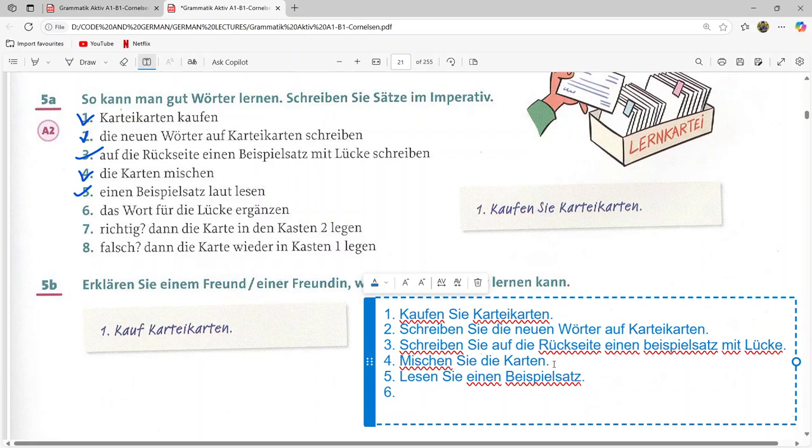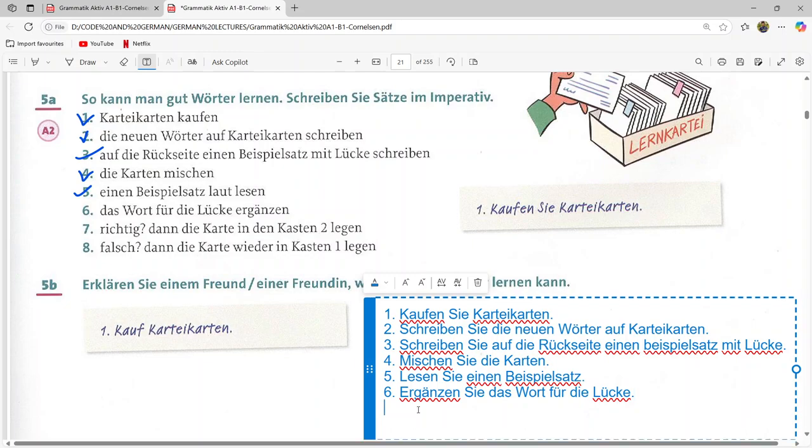Next one, das Wort für die Lücke ergänzen. So, Ergänzen Sie das Wort für die Lücke. Okay, fill in the blanks with the word in the gap. So, Ergänzen Sie das Wort für die Lücke. Okay, done. What's next?